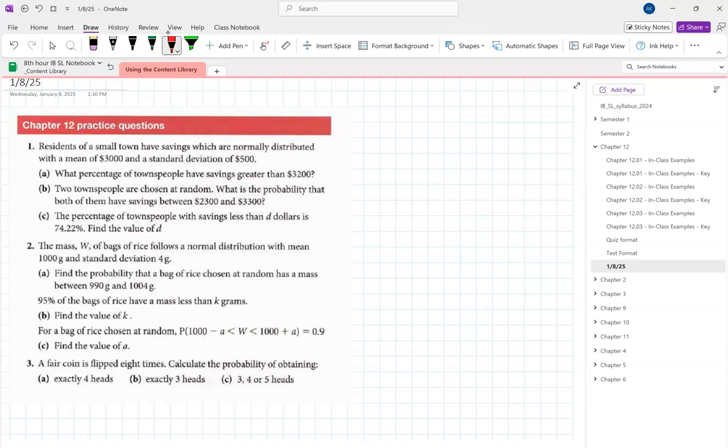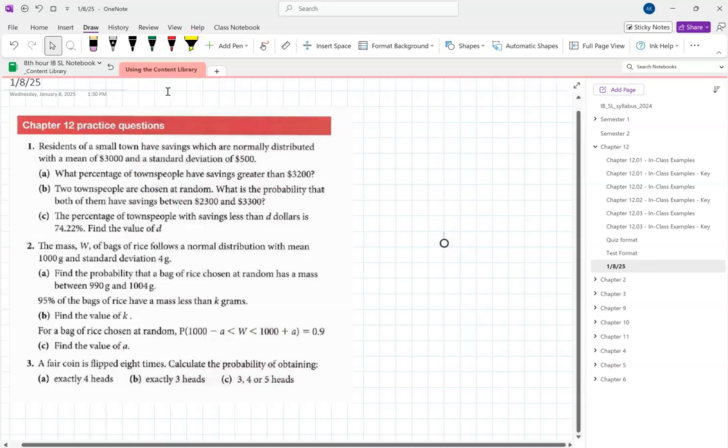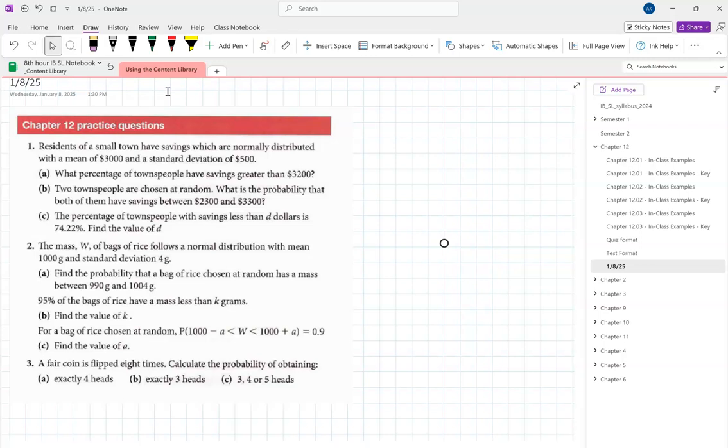So the first question reads, residents of a small town have savings which are normally distributed with a mean of 3,000 and a standard deviation of 500. Pause right here. What are the key words you're reading in there? It's going to tell us what we're going to be using to do this problem. Normally distributed. What's the other type of distribution we talked about in chapter 12? Start with a B. Binomial. Yeah, way to go. Somebody was paying attention. Okay.